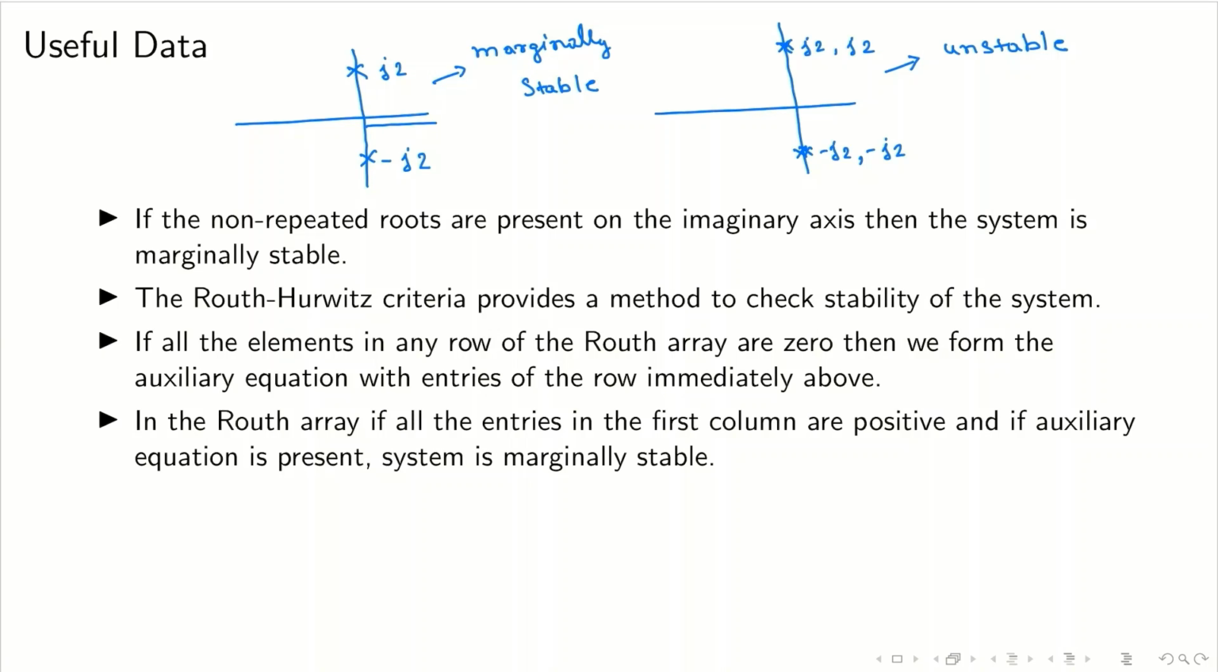The second point is that the Routh-Hurwitz criteria provides a method to check the stability of the system. In the Routh-Hurwitz array, if all the elements in any row are 0, then we form the auxiliary equation with entries of the row immediately above. In the Routh array, if all the entries in the first column are positive and if an auxiliary equation is present, then the system is marginally stable.